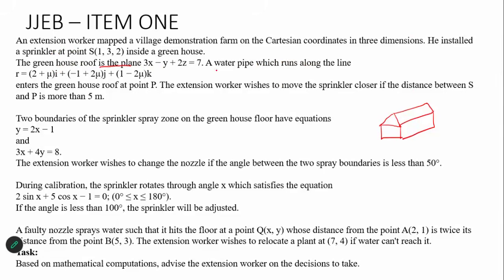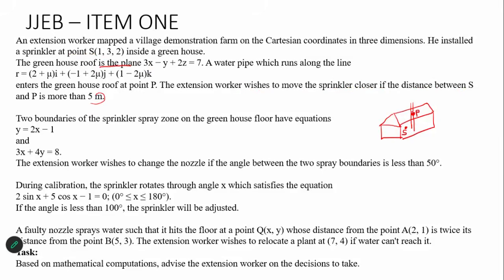A water pipe will run along the line, this is the line, and enters the greenhouse roof at a point P. Now you have a greenhouse, and inside there is a pipe that passes through. Inside this pipe, let me say, the point where the pipe passes is point P. So the extension worker wishes to move the sprinkler closer if the distance between S and P is more than 5 meters. Now, the point P is on the roof, and the point S is inside. Let me say this is the inside and this is the point S.